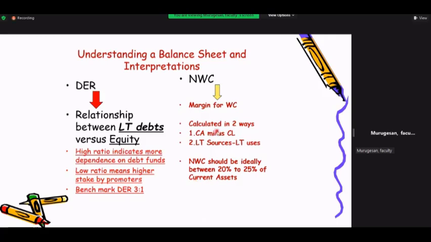Now come to NWC. What is NWC? It can be calculated in two ways: CA minus CL, or long-term sources minus long-term uses. These are the theoretical parts. And the NWC should ideally be 20 to 25% of current assets. This is an interpretation.